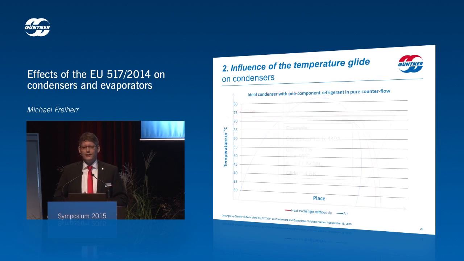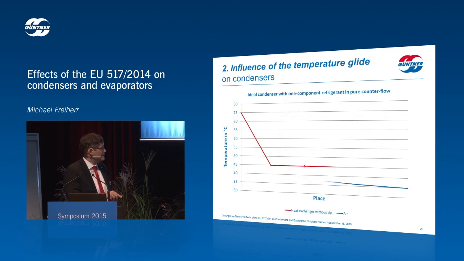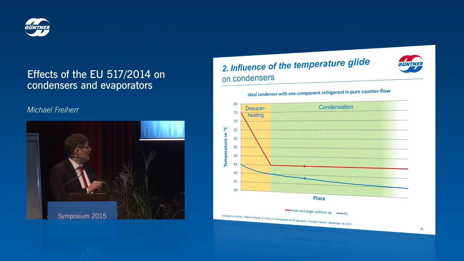We have this temperature chart, the temperature place chart or space chart. This shows you the refrigerant and the air. The refrigerant enters at 75 degrees as the heated gas, then it's desuperheated, and at this point the condensation starts, the dew point temperature. And then at the end here it ends. Air enters at 45 degrees Celsius, so you have this delta T of 10 Kelvin.